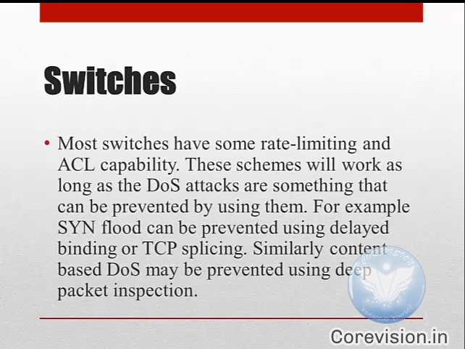Switches. Most switches have some rate limiting and ACL capacity. These schemes will work as long as the DOS attack is something that can be prevented using them. For example, SYN flood can be prevented using delayed binding or TCP splicing. Similarly, content-based DOS attacks may be prevented using deep packet inspection. That means you can configure your network switches to prevent such attacks.